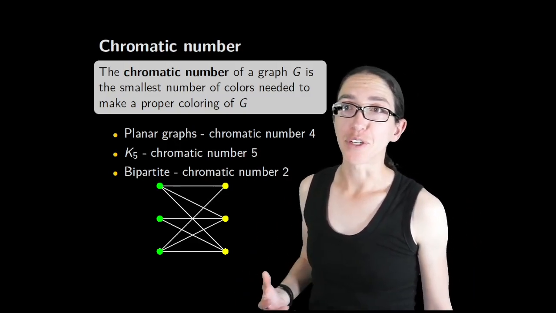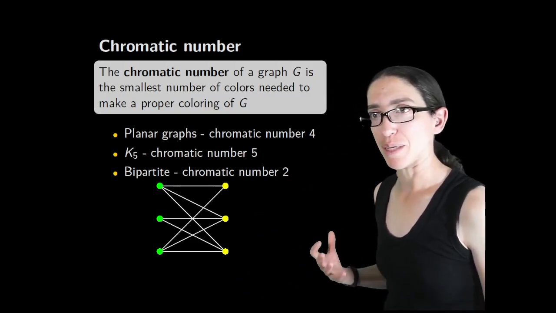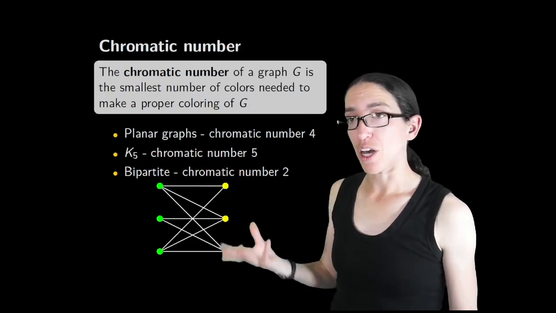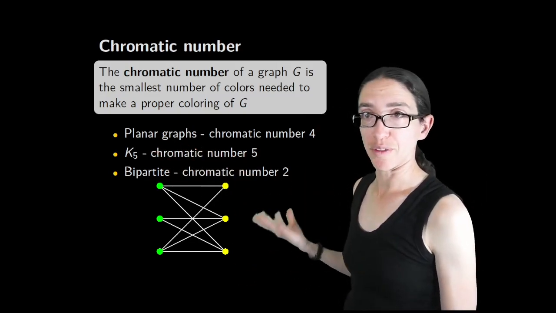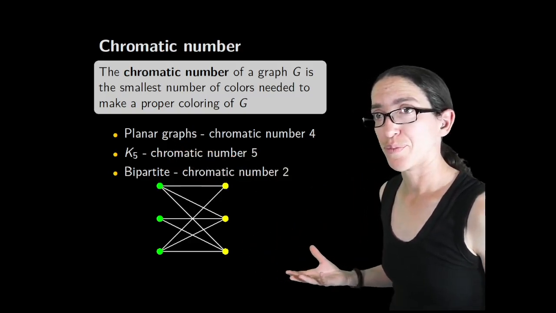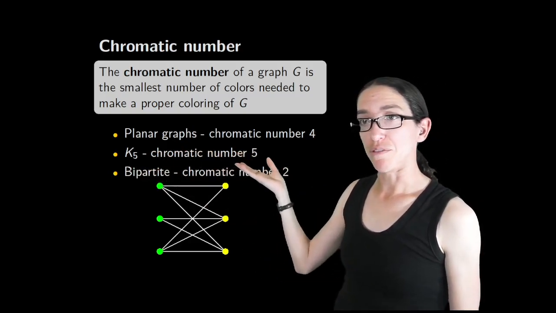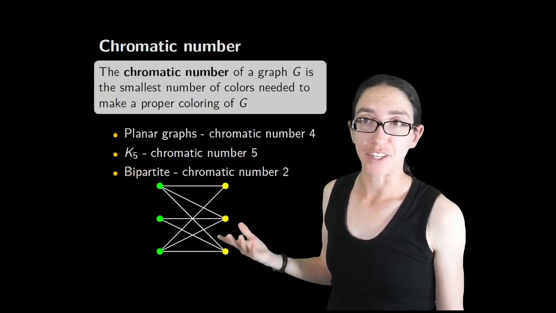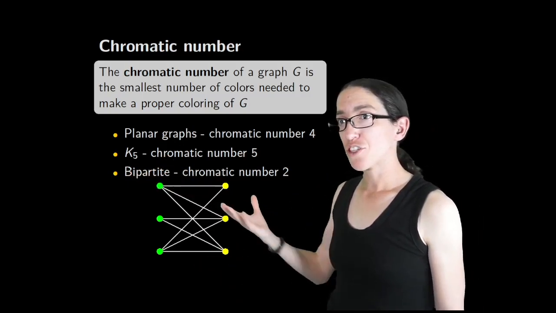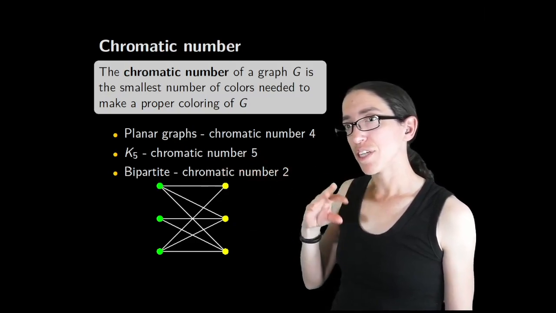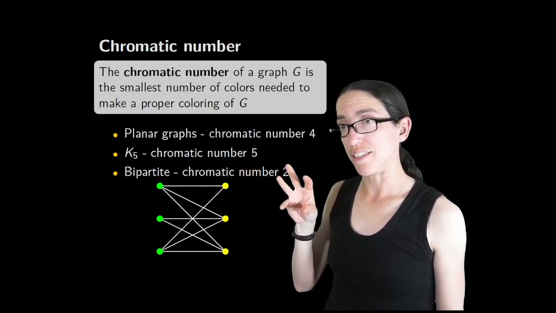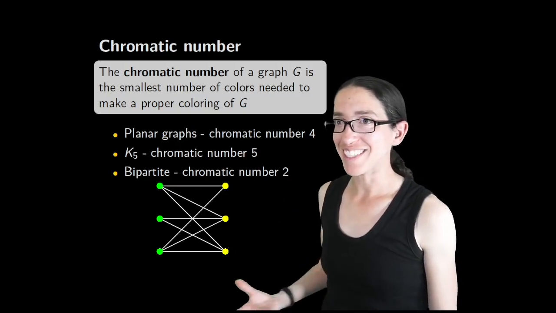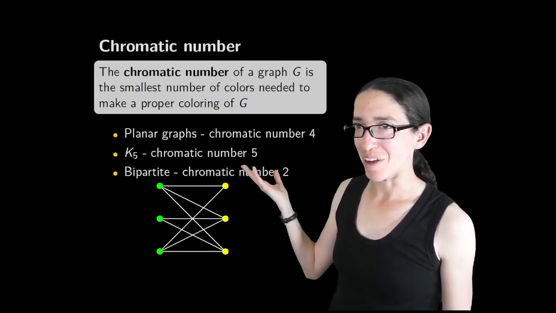The chromatic number is the smallest number of colors needed to make a proper coloring of the graph. So for an arbitrary planar graph, if it's complicated enough, the chromatic number is going to be 4 by the 4-color theorem. But you can make a graph with chromatic number 5 if it's not planar. For instance, K5, which we know is not planar by Kuratowski's theorem, and its chromatic number is 5 because all 5 vertices are connected to all the other vertices by an edge, and so all 5 vertices have to be different colors. So you need 5 different colors.